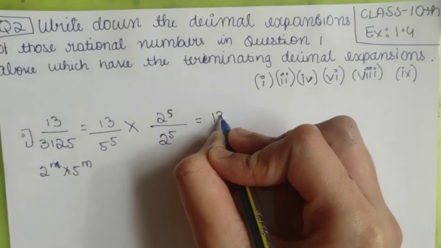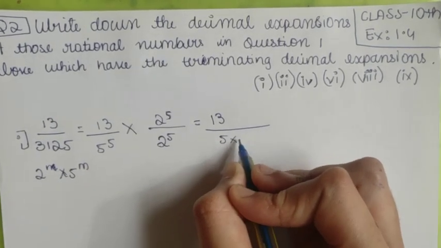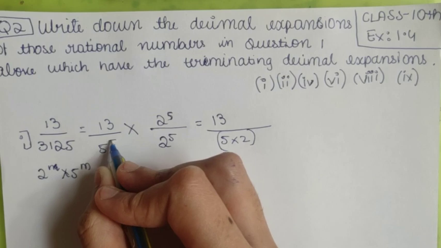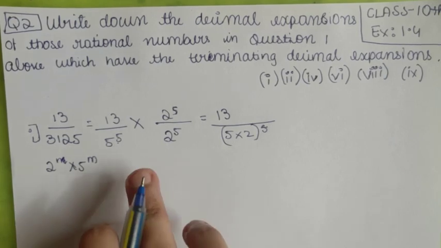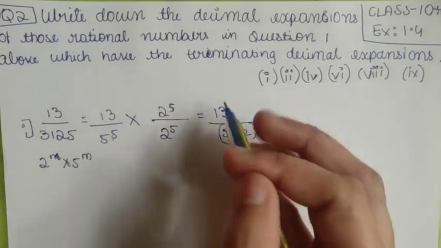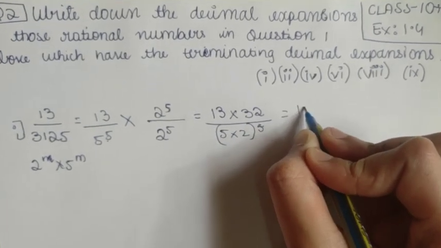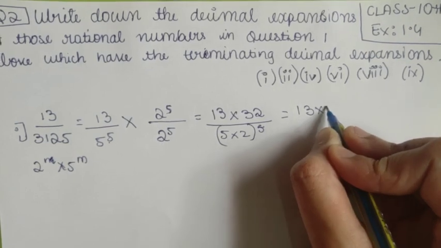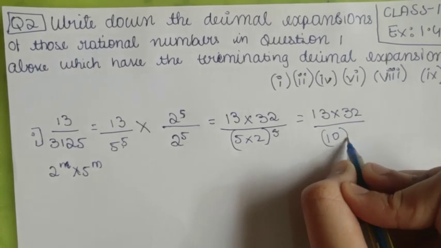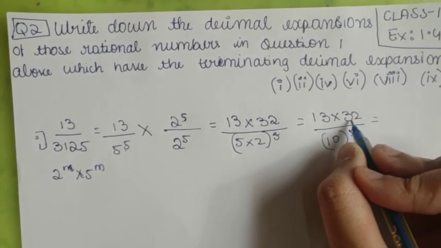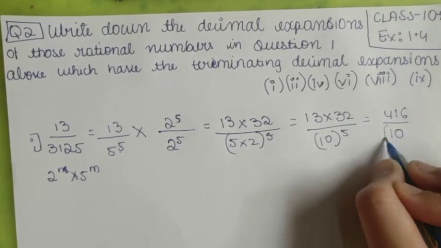Now we'll write 13. Down here you can see 5 into 2. I'm taking it as common because we have the same root, that is root 5. So here you can see that it is 2 root 5, 2 root 5 into 32. Now we can write it as 13 into 32 by 10 root 5. So 13 into 32 is 416 by 10 root 5.